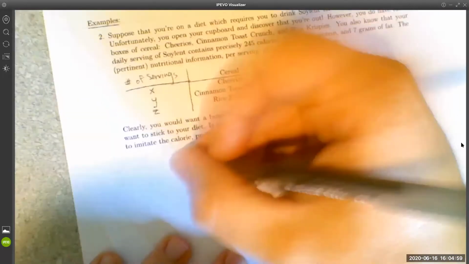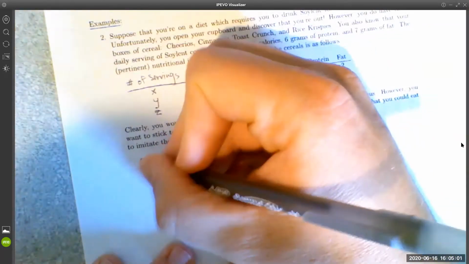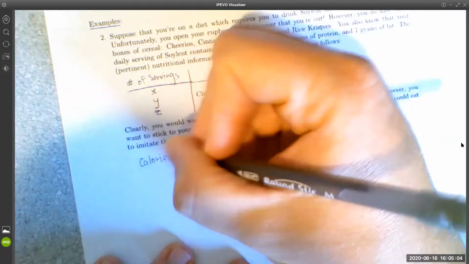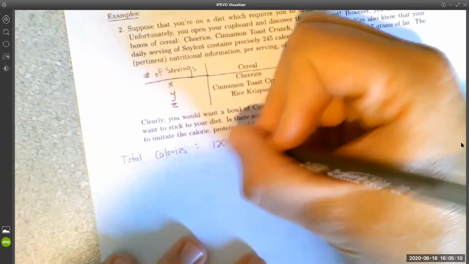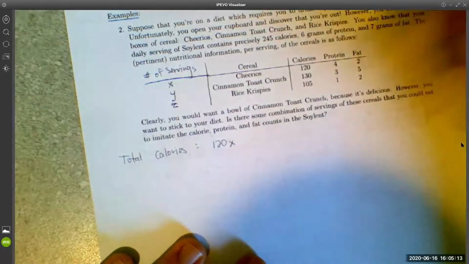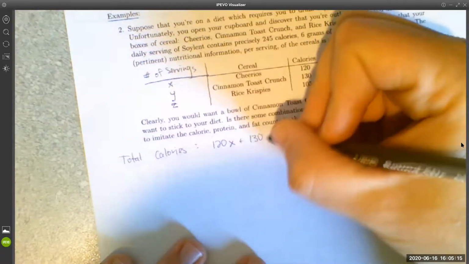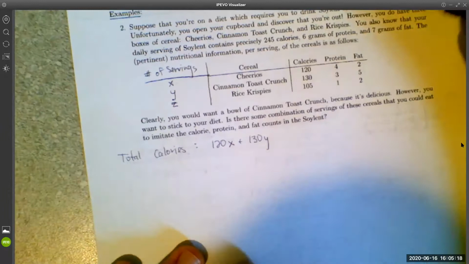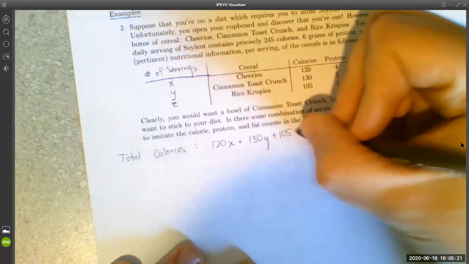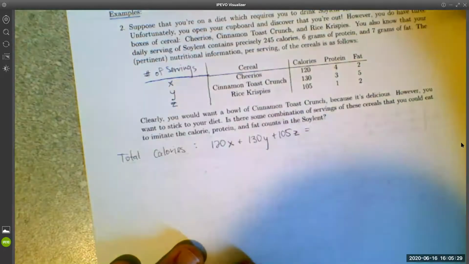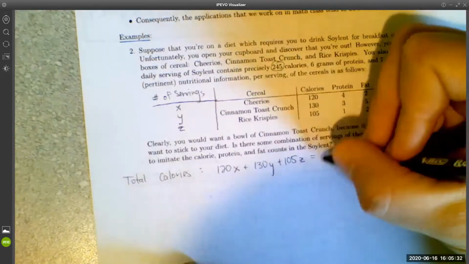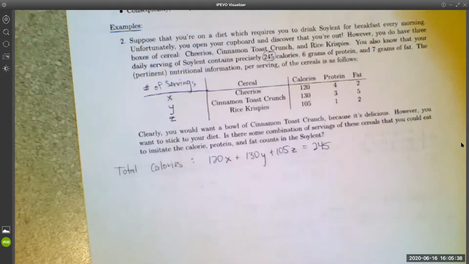So for total calories, it's going to be 120 times the number of Cheerios servings I eat, plus 130 times the number of Cinnamon Toast Crunch servings I eat, plus 105 times the number of Rice Krispie servings that I eat. And I want that to equal the number of calories in my Soylent, right? So I want that to equal 245. So that's one place that I can get an equation.